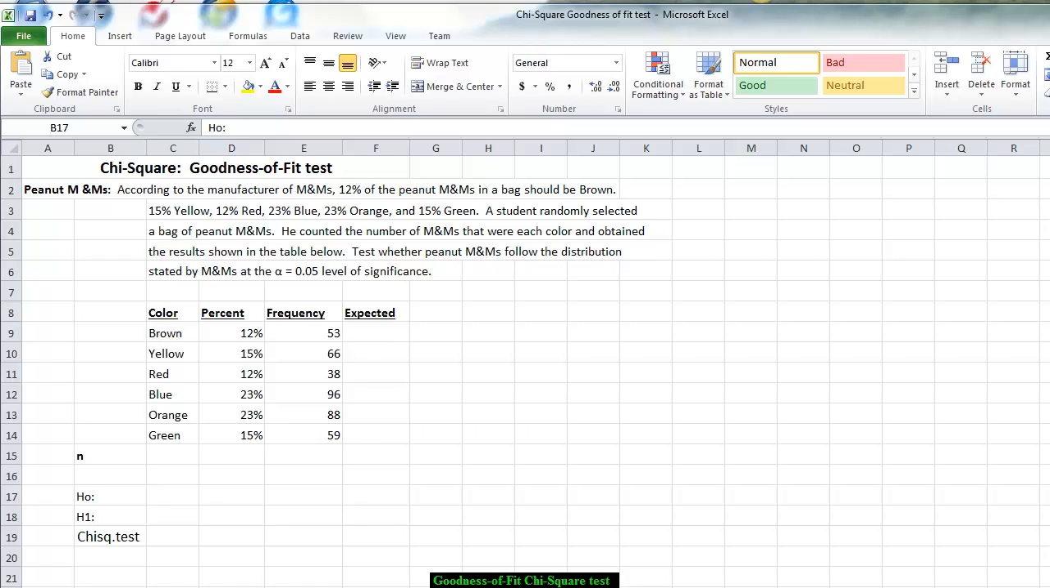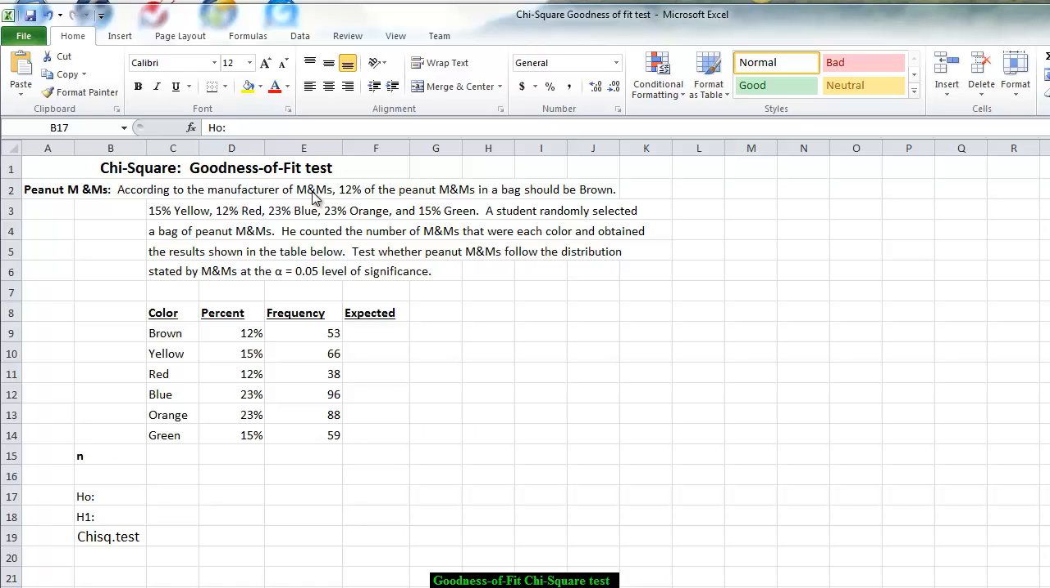We are now going to go through a goodness of fit test, and we're going to take something that's a little bit fun. You can do this at home. You can purchase a bag of peanut M&Ms or any particular candies with M&Ms, and we are going to determine if the percent distribution of the colors is exactly the same as the percent distribution that the manufacturer suggested should be. So let's check this out.